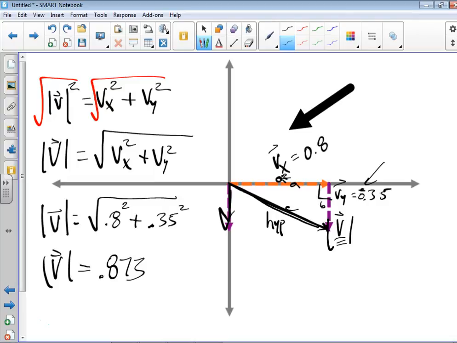Makes sense. So that's part of the deal. Now what about this angle? I want that angle right there. I want the reference angle, the angle between the vector and the x-axis. I don't want this angle. No, I don't want that angle. I want this angle, the one between the vector and the x-axis.